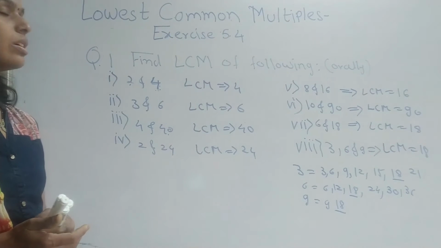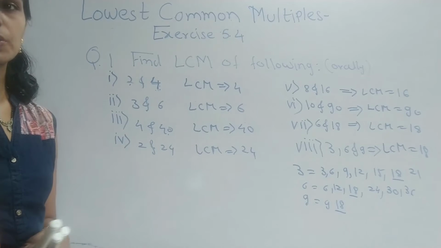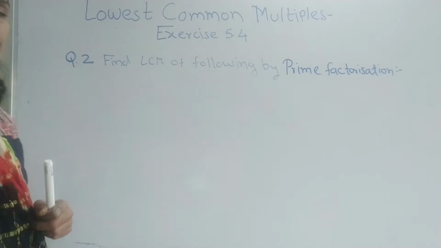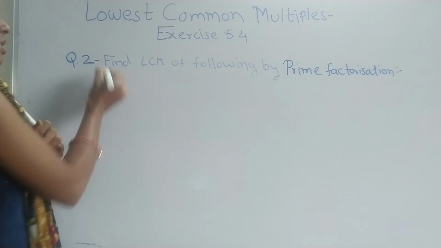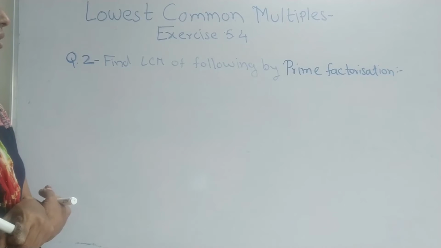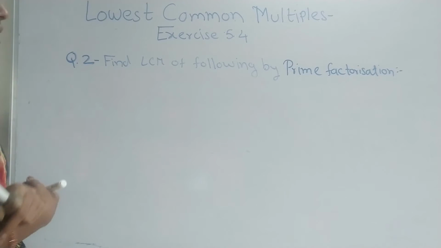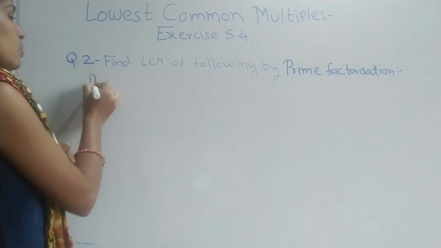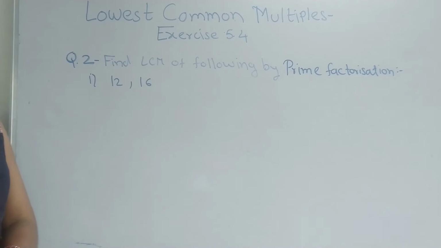Now let's solve question number 2, finding the LCM of the given numbers by the prime factorization method. So the question here is: find the LCM of the following by prime factorization method. How will you find the LCM of the given numbers by prime factorization? We have learned the method already. So let's start with the questions. The first pair given to you is 12 and 16.